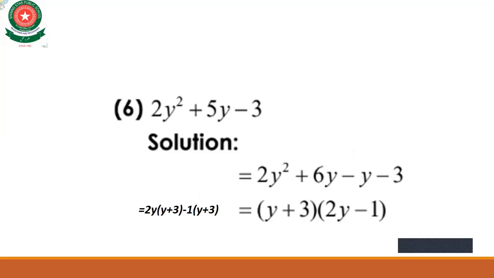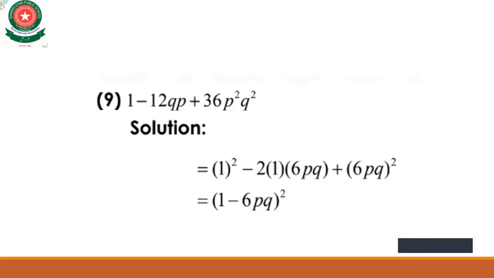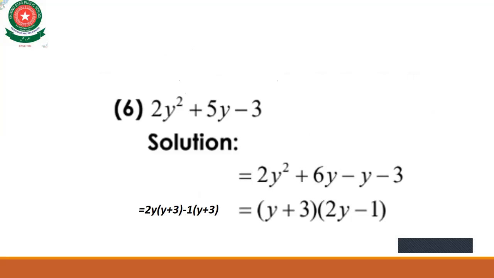Our next question is question number 6, which is 2y square plus 5y minus 3. You can write 5y as 6y minus y. This will be equal to 5y.